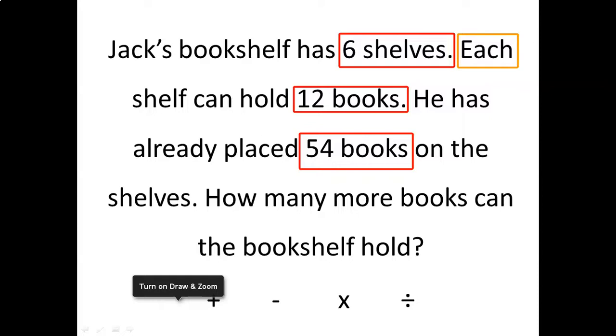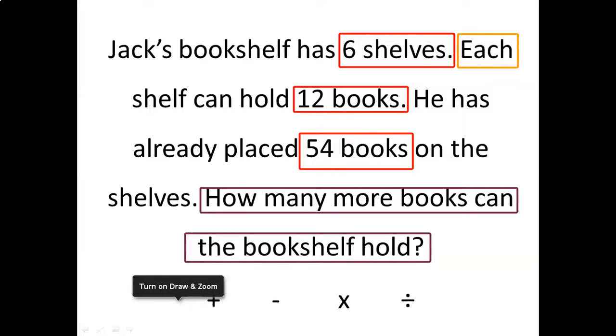Another part that's really important is our question. Our question is asking, how many more books can he fit on his bookshelf? So how many more books can the bookshelf hold? Something that's really important here is we're trying to figure out how many more. And with how many more, we're trying to find that difference. So how many more books? We want to know the difference between what our bookshelves already hold and the books that we have.